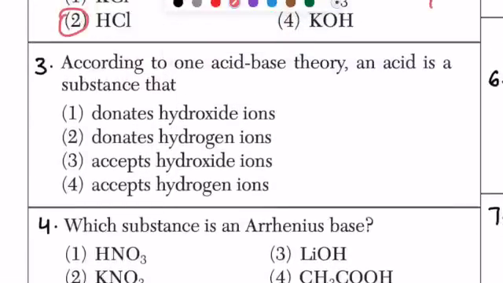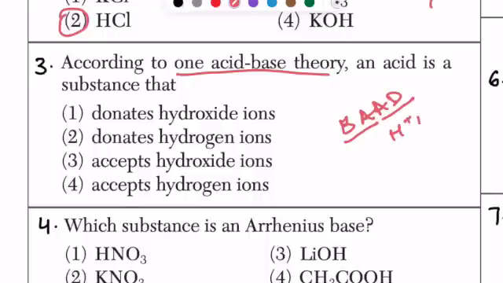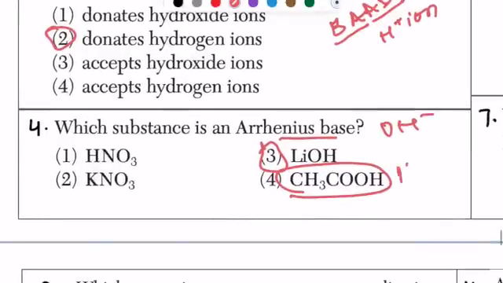According to one acid-base theory, whenever it is one acid-base theory, we are most likely talking about Bronsted-Lowry. An acid is a substance that... so remember the base accepts, acid donates. And we are always talking about the proton, the H positive ion, never about the hydroxide. So an acid is the thing that donates the hydrogen ion. Arrhenius base is the one that results in the production of hydroxide. So you're looking for something that can produce hydroxide. This right here is actually an acid, and you can verify that using table K.